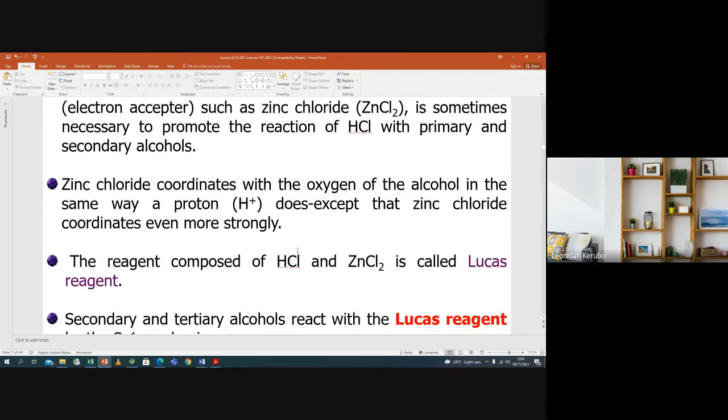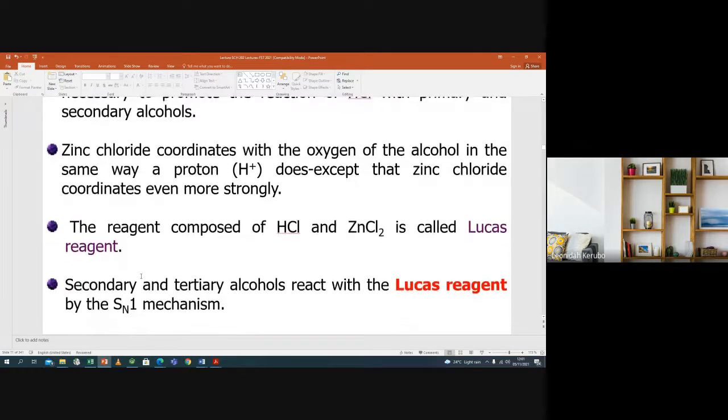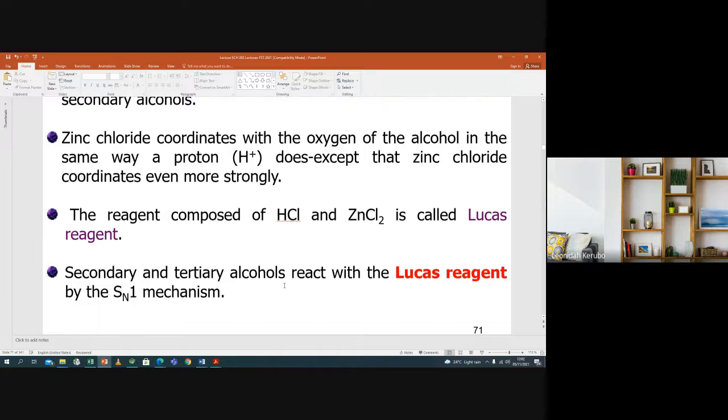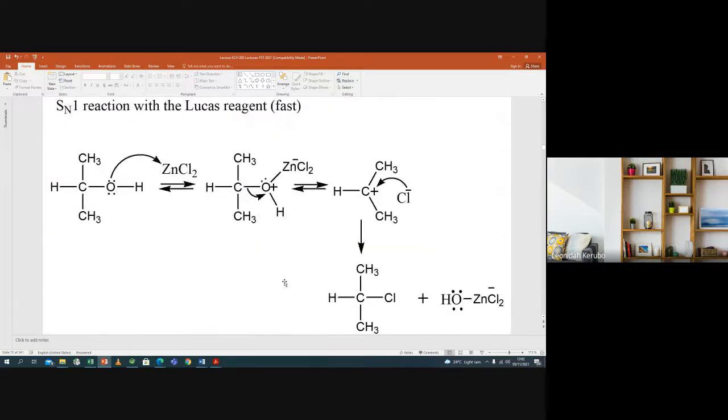The reagent, which is composed of hydrochloric acid and zinc chloride, is usually known as the Lucas reagent. Secondary and tertiary alcohols react with the Lucas reagent by the SN1 mechanism, while methyl alcohols and primary alcohols react with the Lucas reagent via the SN2 mechanism. We will discuss what those two mechanisms entail.